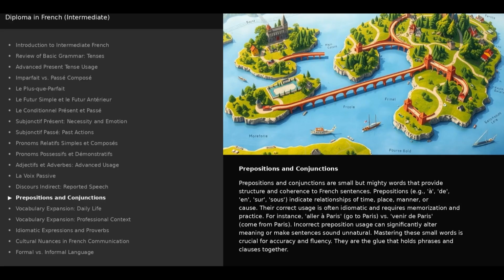Incorrect preposition usage can significantly alter meaning or make sentences sound unnatural. Mastering these small words is crucial for accuracy and fluency. They are the glue that holds phrases and clauses together.